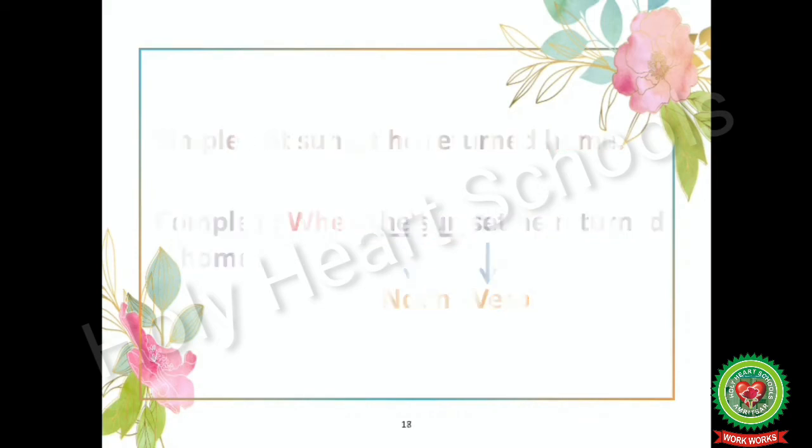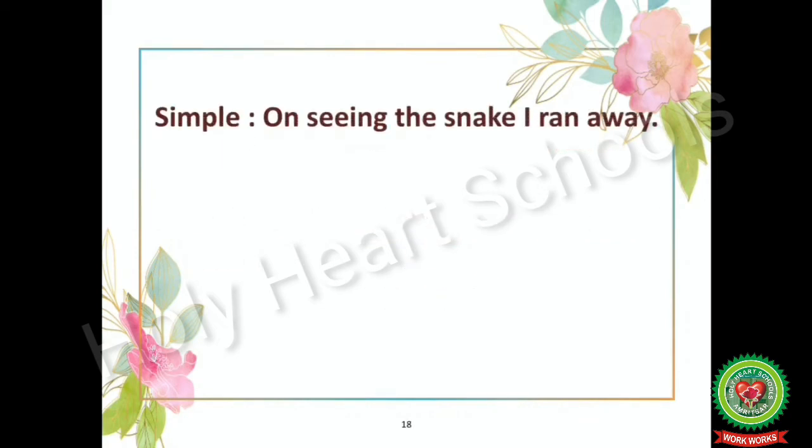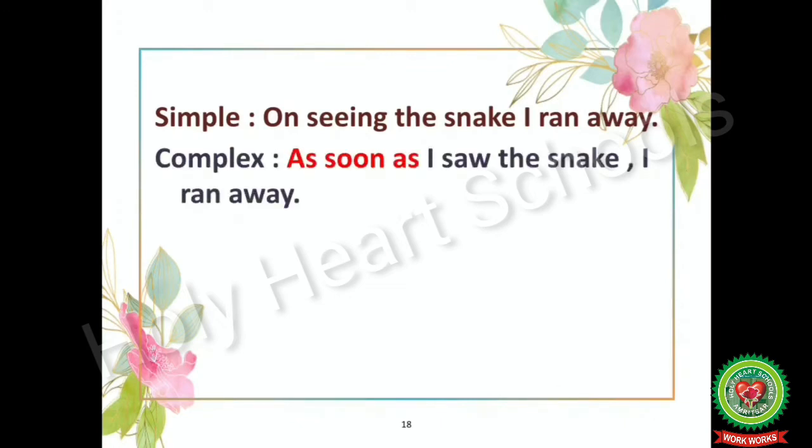Now next sentence. On seeing the snake, I ran away. Now students, here one action is happening immediately after the other. So we can use the subordinate conjunction as soon as. So our answer will be, as soon as I saw the snake, I ran away.